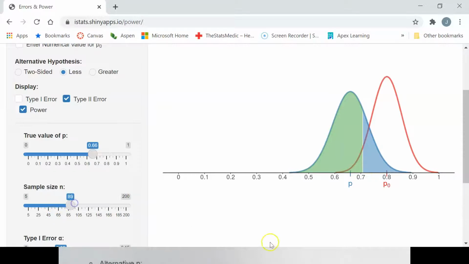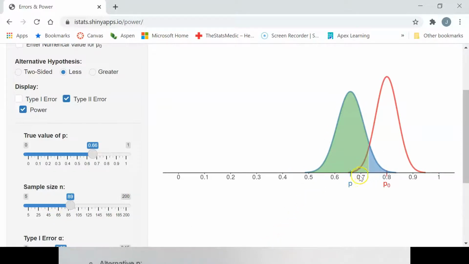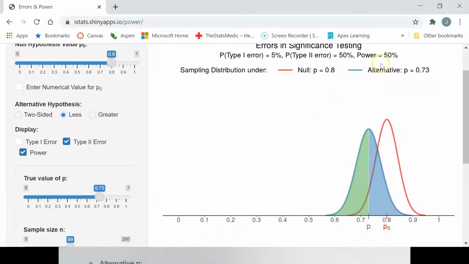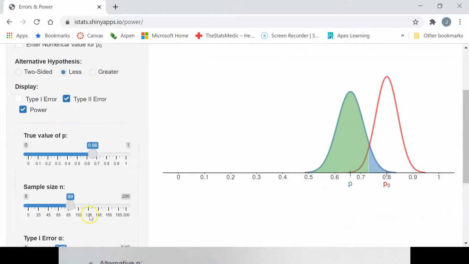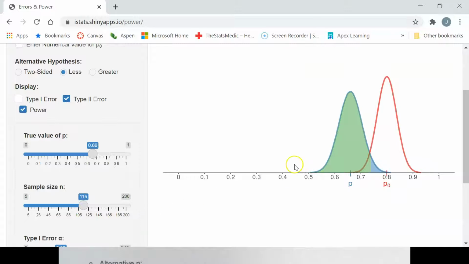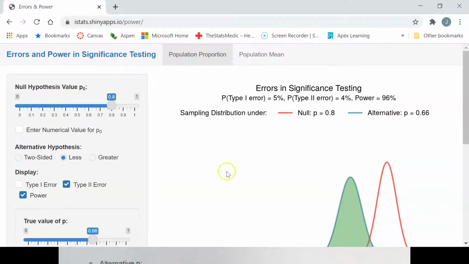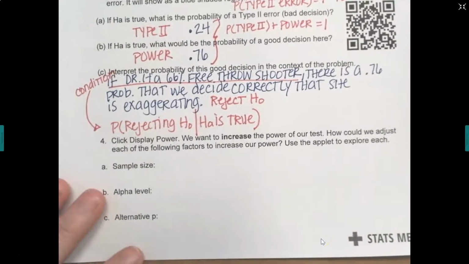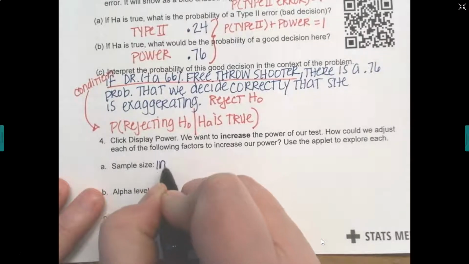So that value went down when the sample size went down. Let's look what happens if we make the sample size bigger. Notice it went further up. So our power here is now 92. So when my sample size gets bigger, oh, that's the true value of P. That's not the one we're moving yet. We're just moving our sample size. If I make my sample size bigger, my power gets bigger. So if we want to increase the power, which is what our question is asking us, we're going to need to increase our sample size.